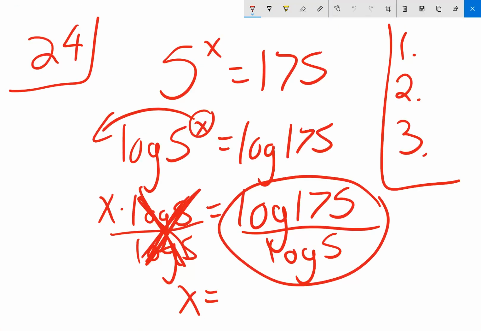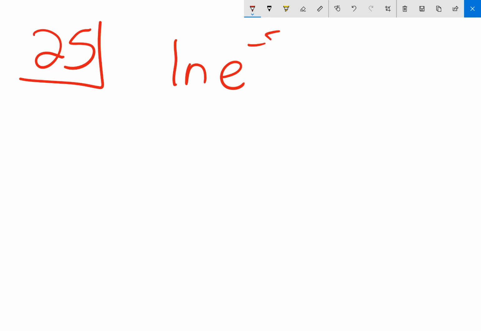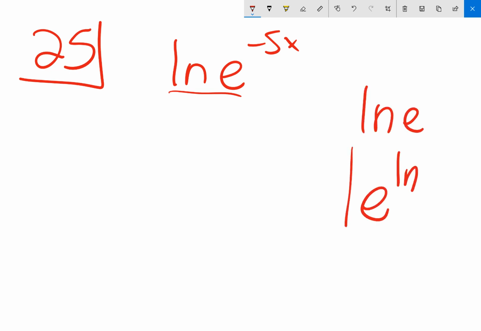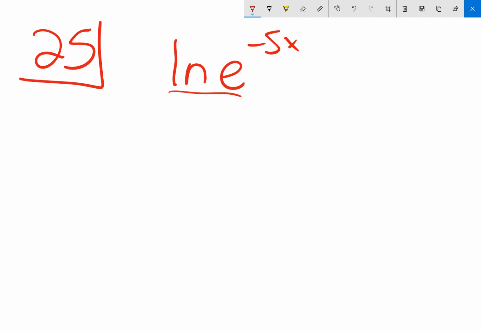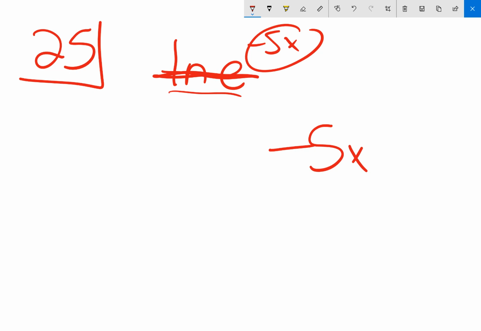Number 25. These are just simplifying, so these are actually pretty straightforward. Natural log e to negative 5x. Whenever you see natural log and e combined like this, there are actually 2 ways to see it: natural log and e like this, or e to a natural log power. If you see either of these, they immediately cancel out. So of course we see natural log of e right here, so they're going to cancel out. So your answer is just plain and simple, negative 5x.